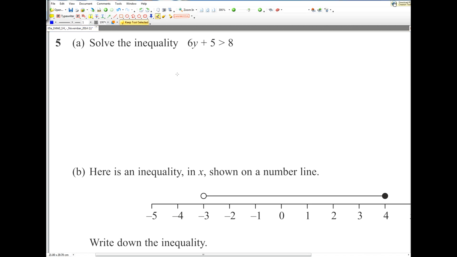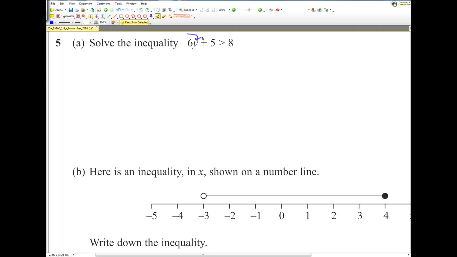Right, we'll solve the inequality. 6y plus 5 is greater than 8. Okay, now for this type of question, we have to deal with the question as though we treat the inequality as though it was an equal sign. So even though this inequality looks a bit weird, we treat it like an equal sign.